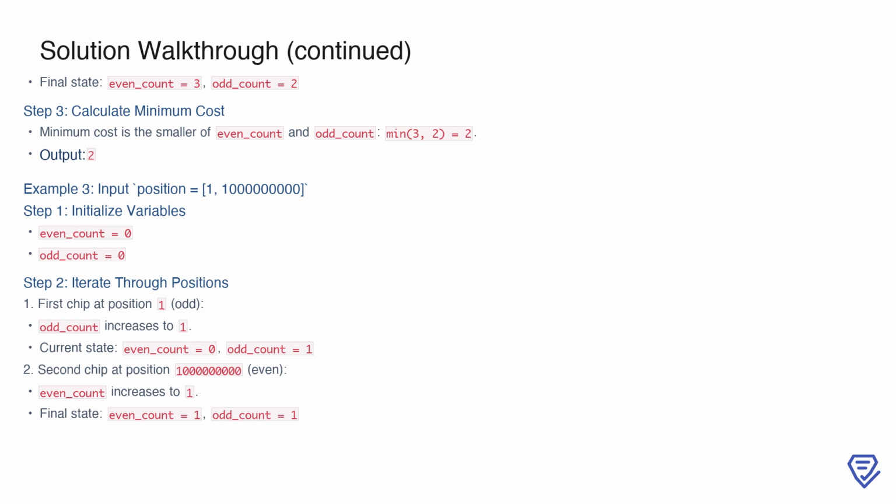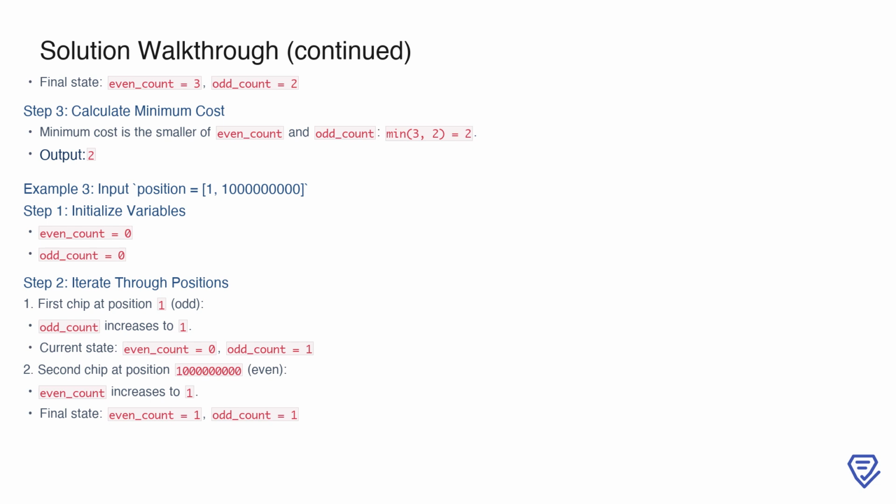Now let's consider the input position equals 1 billion. We initialize even_count and odd_count to 0 again. The first chip is at position 1, which is odd, so we increment odd_count to 1. The second chip is at position 10000000000, which is even, so we increment even_count to 1.